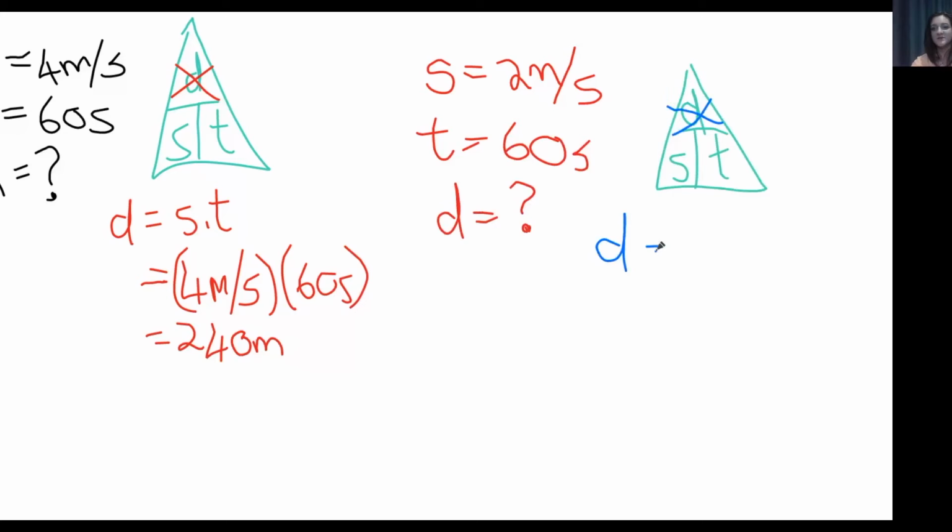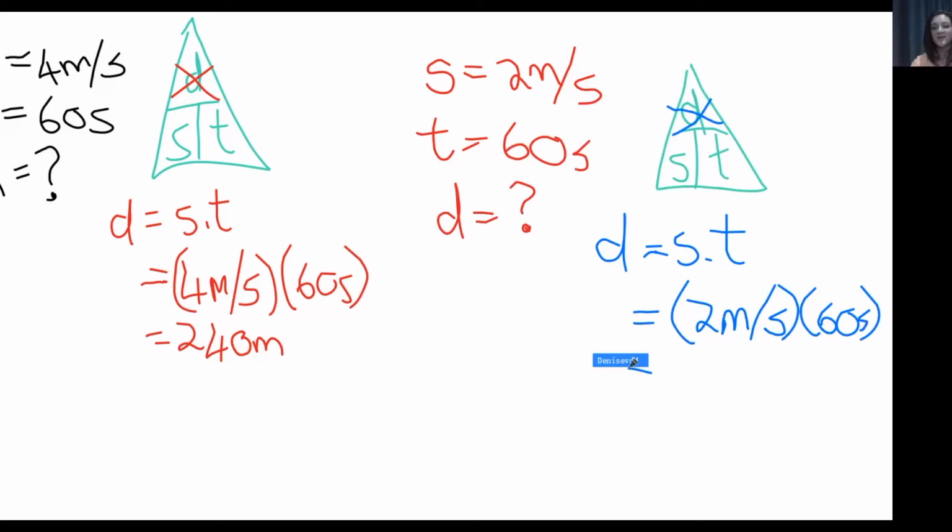So d equals s multiplied by t, and this means our new speed will be 2 meters per second multiplied by 60 seconds as before. And then we will have 60 multiplied by 2, which is 120 meters. Because remember, what happens to our s's? They cancel out. Let's go to the next one.